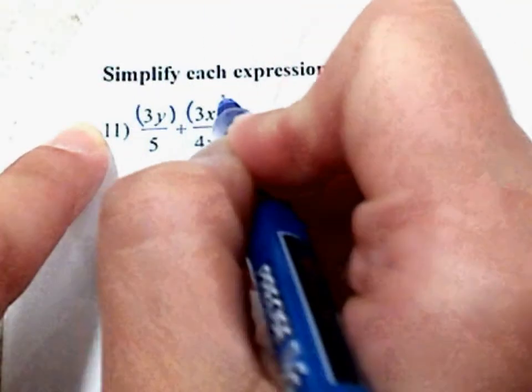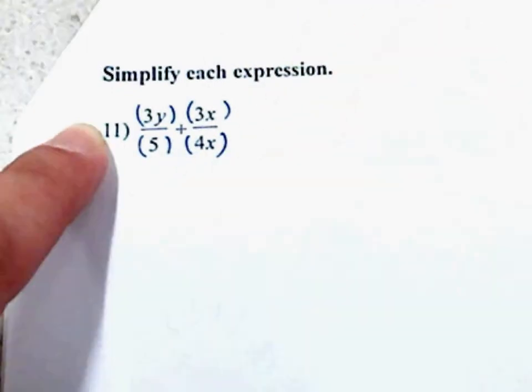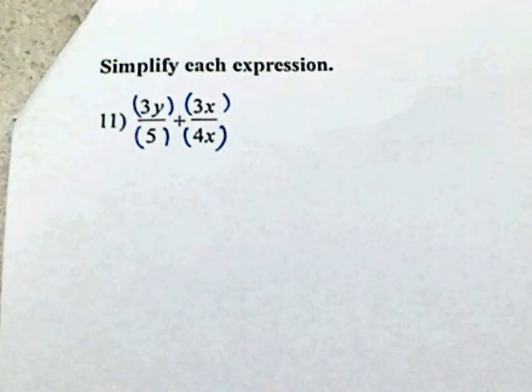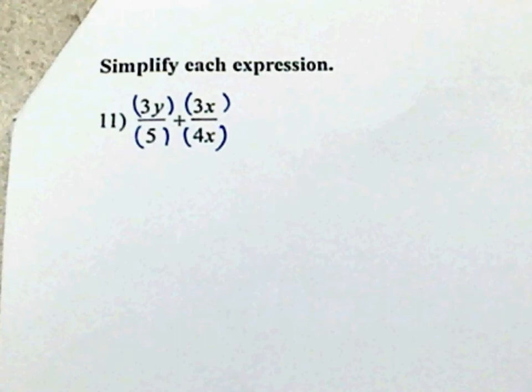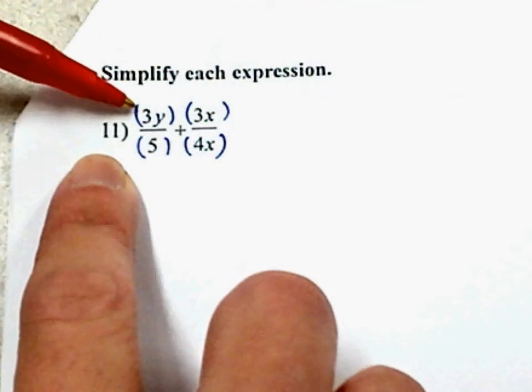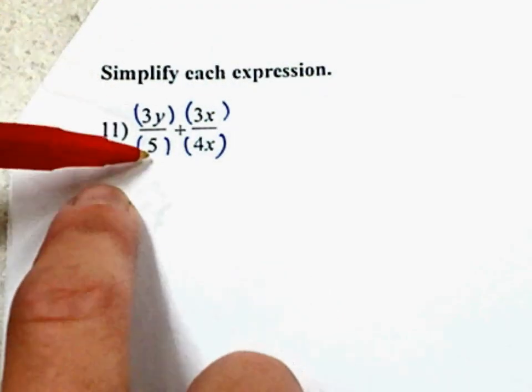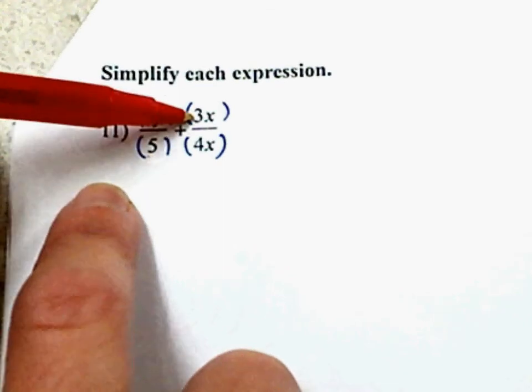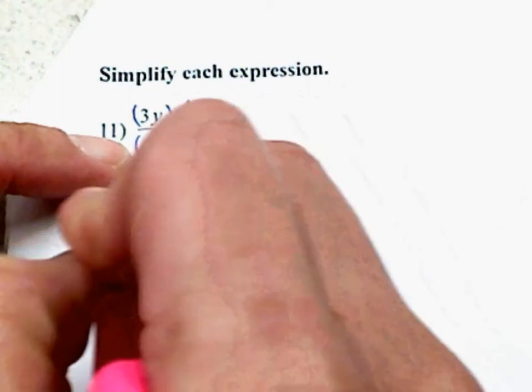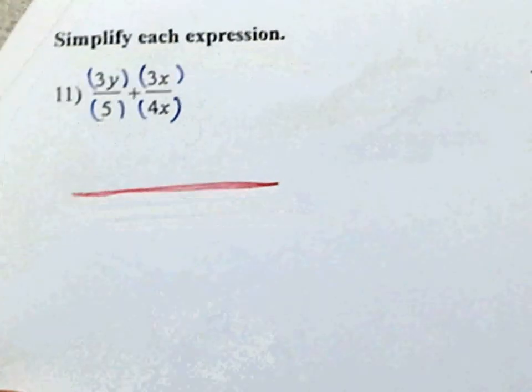Put parentheses around all your numbers. That will help you a lot. Alright, from there, take a look at each one. Can I simplify that one? Nope. That one? Nope. That one? Nope. That one? No. Okay? Draw your line. All right.